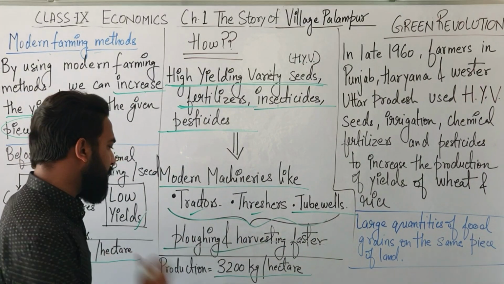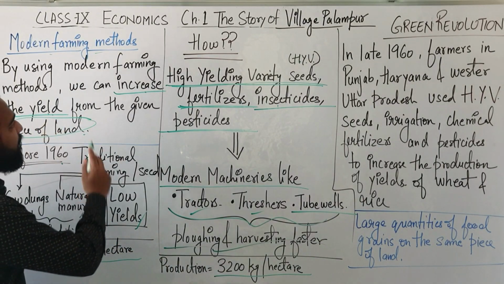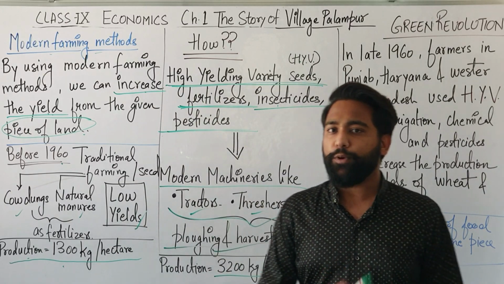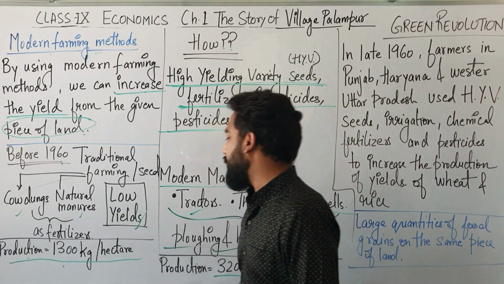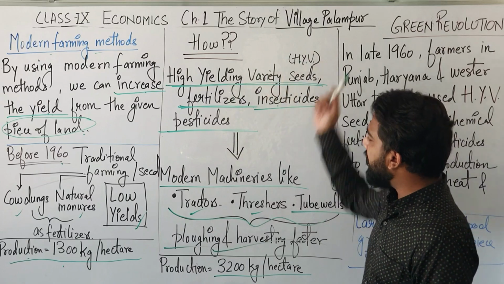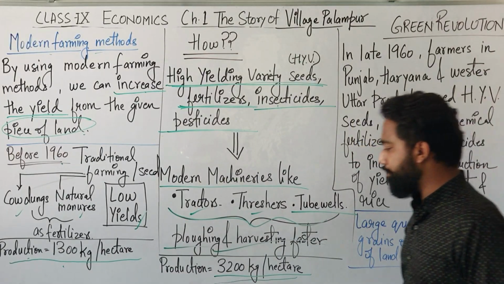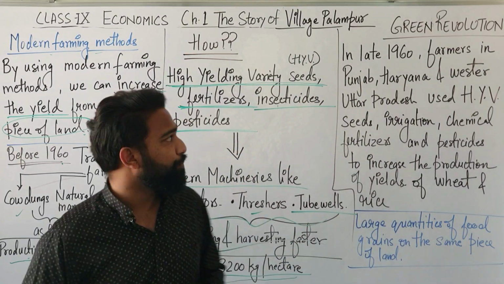And time is money. So, with the traditional techniques, the village Palampur was producing 1300 kgs per hectare of wheat, but with the latest technologies, Palampur was producing 3200 kgs per hectare of wheat.